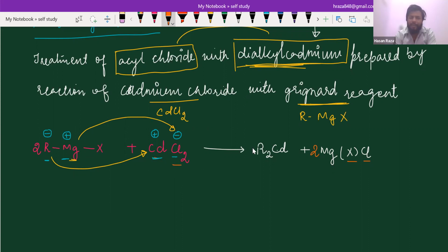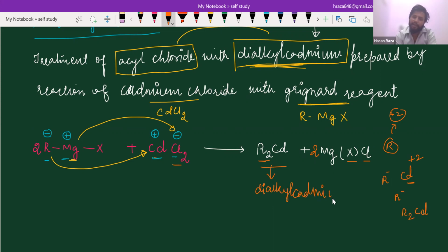Cadmium has a +2 oxidation state. One alkyl group satisfies one charge, because one R has -1 and Cd alone has +2. So in order to satisfy cadmium, 2 alkyl groups will combine with it to form R2Cd, which is known as dialkyl cadmium. This is your dialkyl cadmium. Is this clear to everyone? This is your byproduct for this step of the reaction.